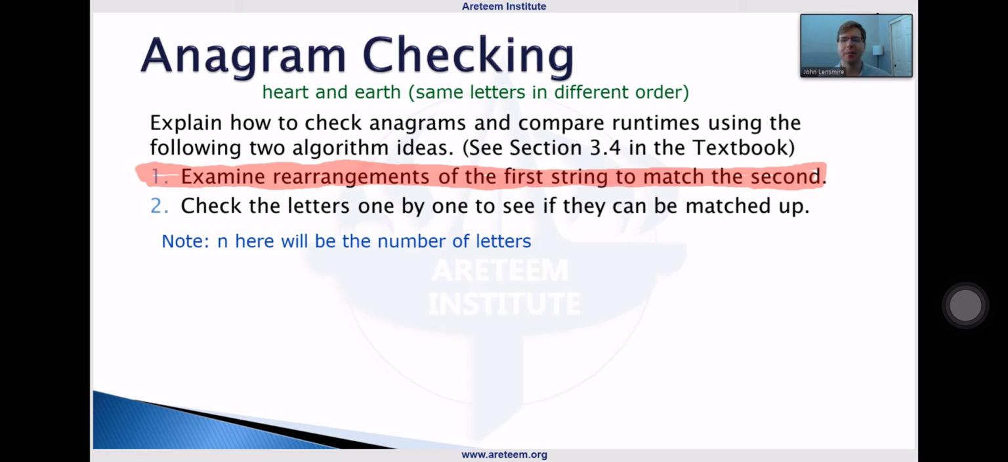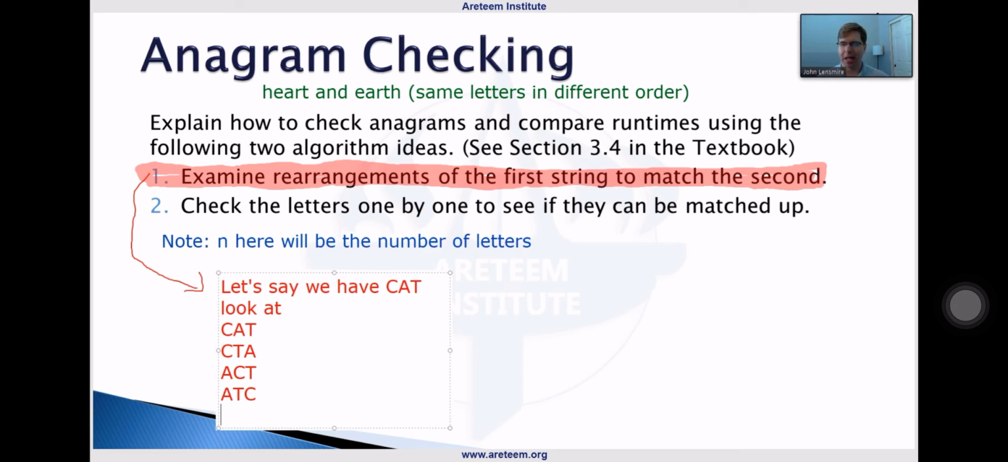So what do I mean by examining rearrangements of the first string to see if it matches the second? Let's look at a smaller example so I can start doing some easier ones. Let's say we have cat, and we want to see if this other three-letter word is an anagram of cat. So what could we look at? We can look at cat. We can look at CTA. We can look at ACT. We can look at ATC. And then we have TAC and TCA.